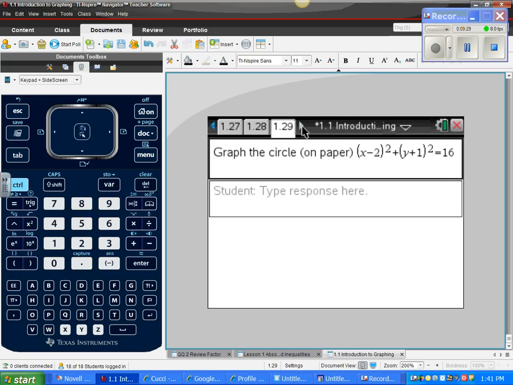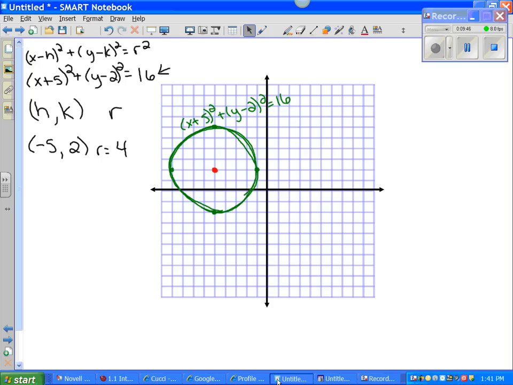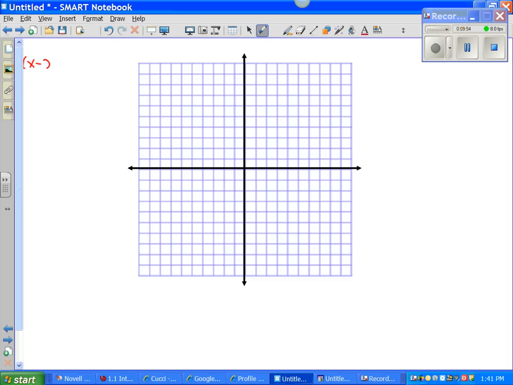Okay, last page. On paper, we're going to graph the equation x minus 2, quantity squared, plus y plus 1, quantity squared equals 16. Center: take the opposite, 2, negative 1. Radius: take the square root, 4. First thing we do, we place the center, 2, -1. Next, we add 4 to the height and the width. And then we create our circle.